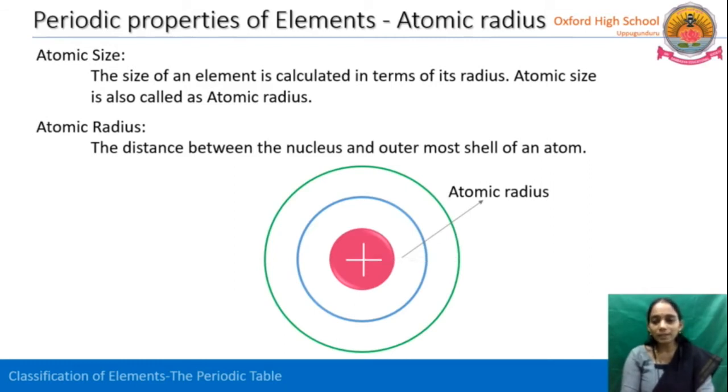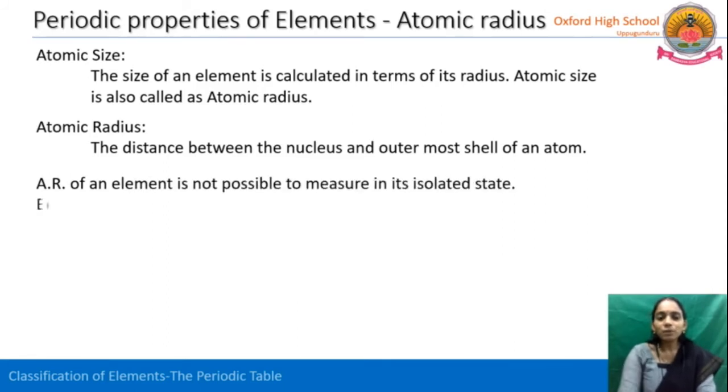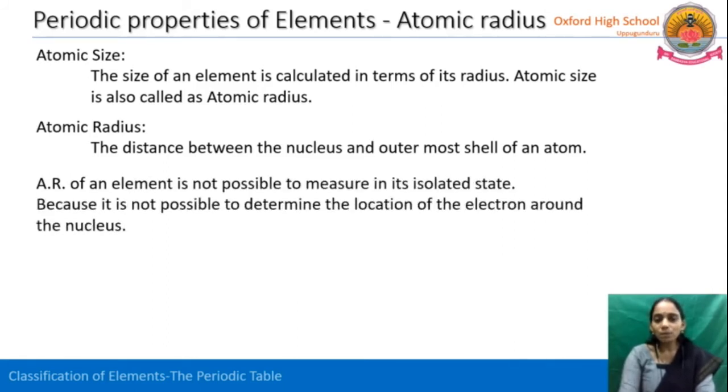How to calculate the atomic radius? Is it possible to calculate for all the elements? It is not possible. It is not so easy. The atomic radius of an element is not possible to measure in its isolated state, because it is not possible to determine the location of an electron around the nucleus. Then how to calculate the atomic radius? It is impossible to measure in its isolated state, but is it possible in its solid state?